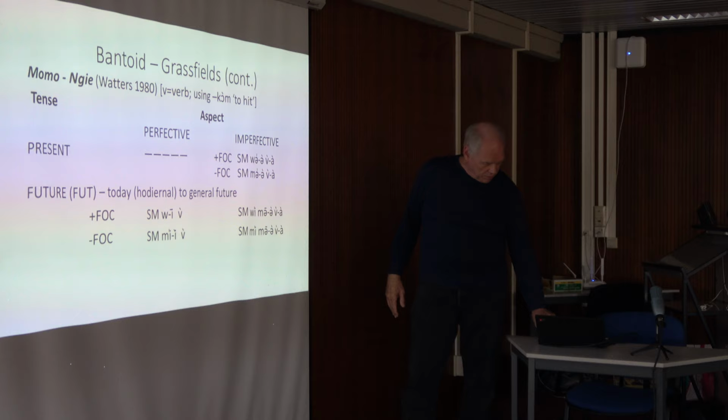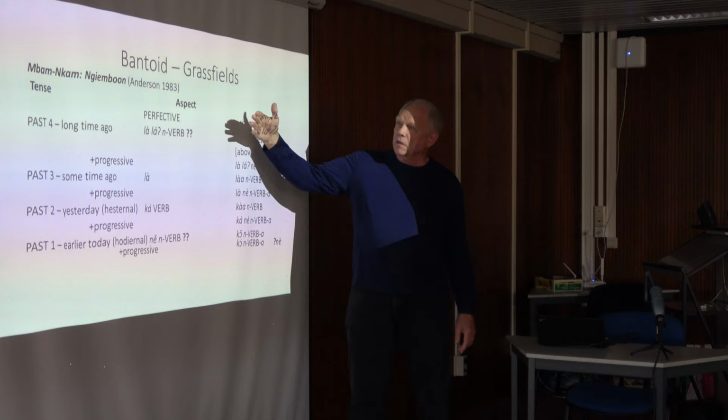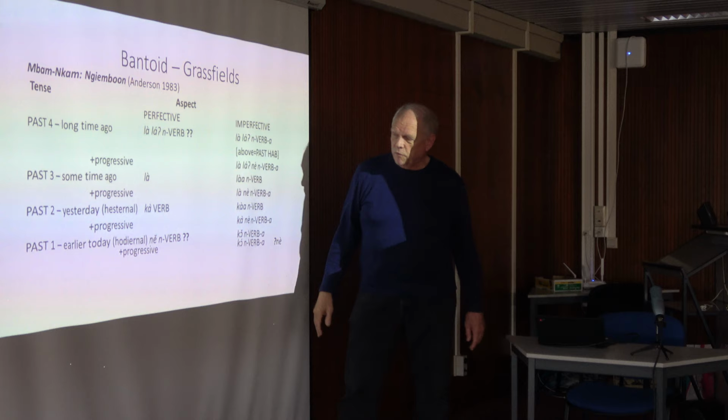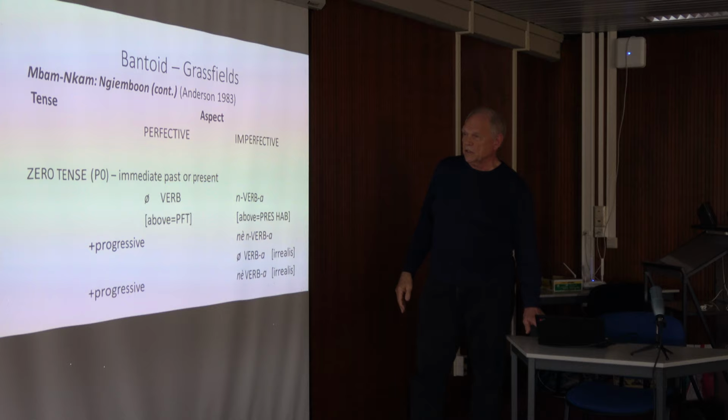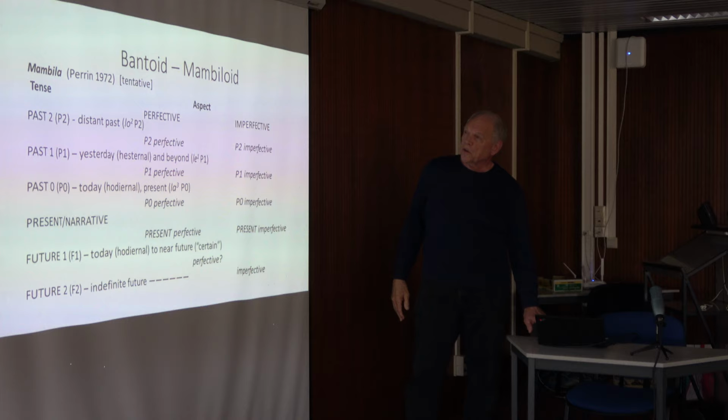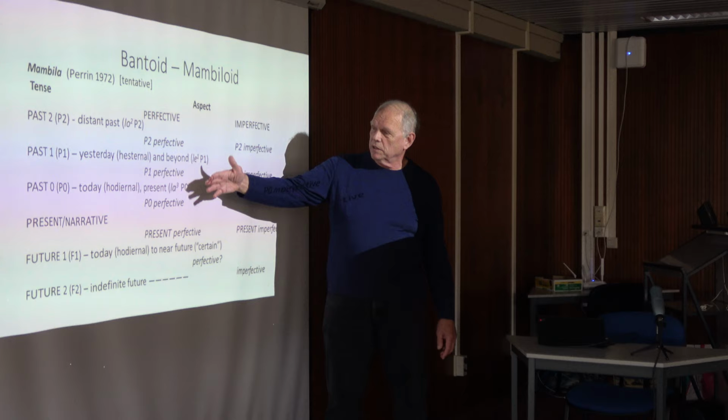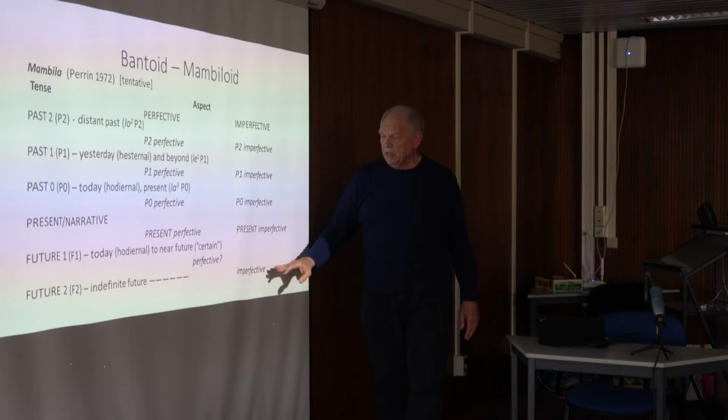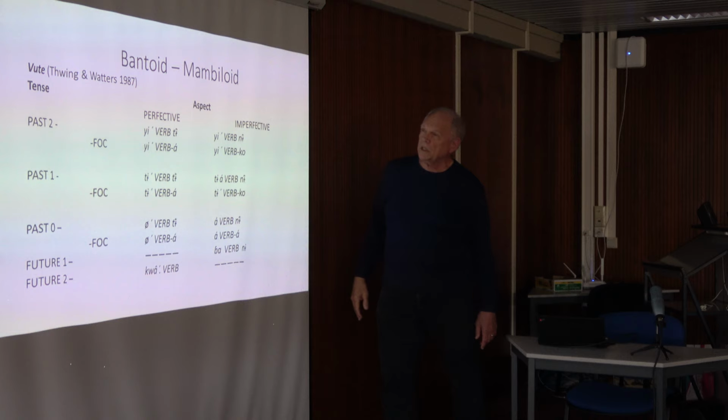Ngembong, which is a Bamileke language in the Bamkam group within Grassfields, has an elaborate system going back to four pasts and four futures. It has this big tense zero and then these four futures. So you continue on then to Mambiloid. There's past tense again, perfective, imperfective. And coming down here, though, it's not clear that they have anything other than the imperfective in the future. Open question.